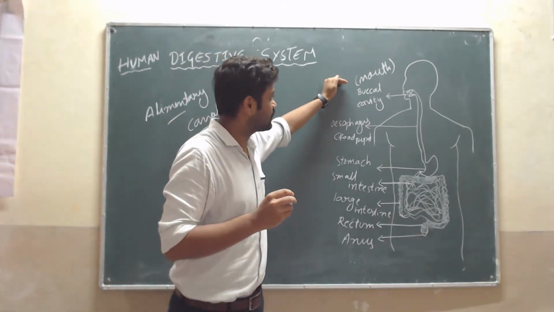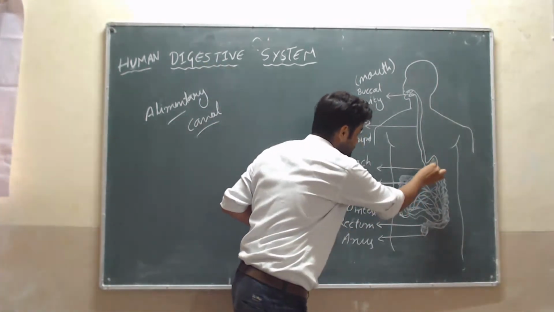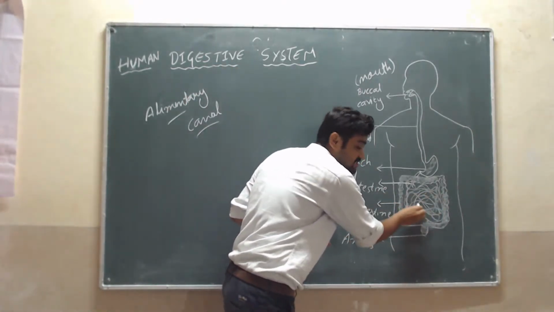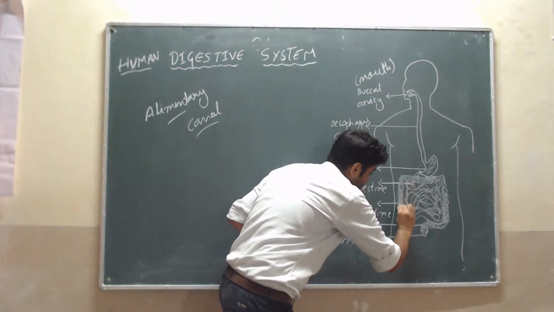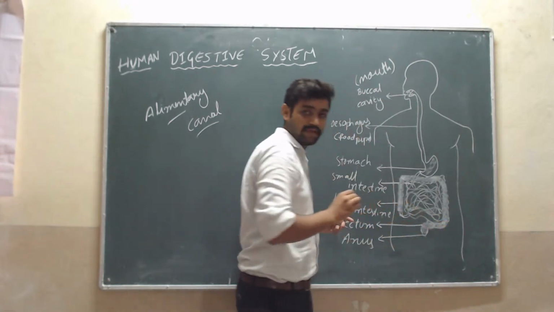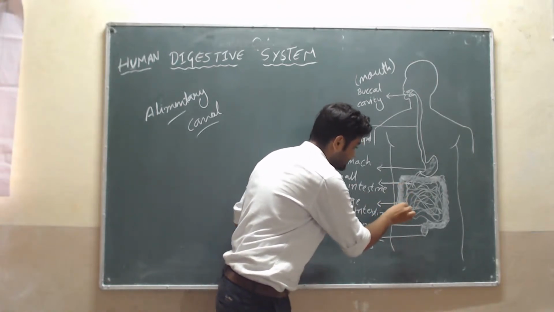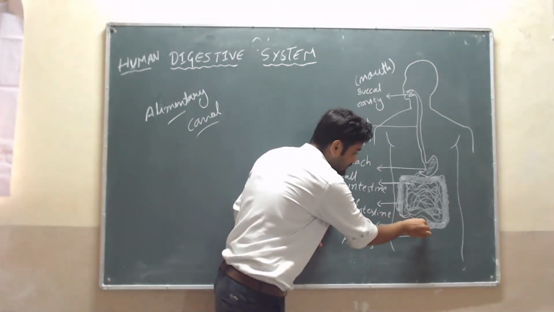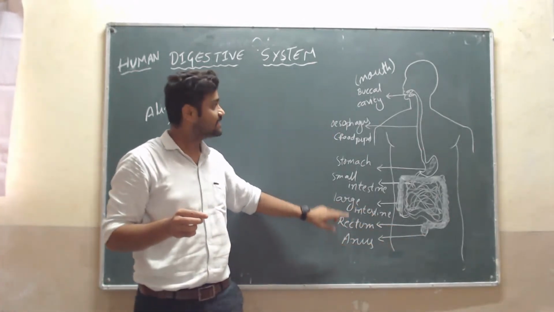That is the mouth, esophagus, that is the food pipe, the stomach, and the small intestine. Inside this box, this is the small intestine. This is the large intestine, the outermost layer, which I have shaded here. That is the large intestine and the rectum. This is the rectum and the end is called the anus.